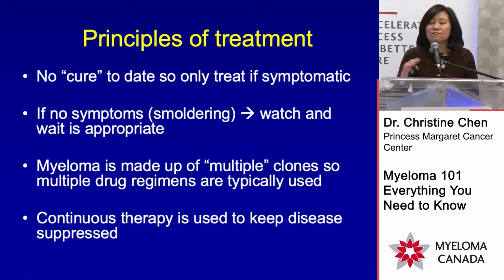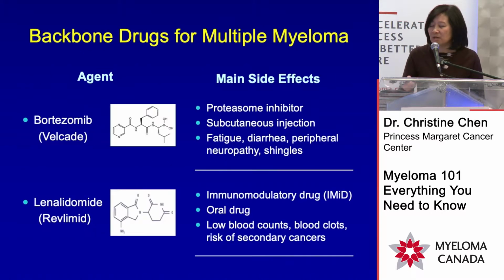Those clones may differ in terms of disease sensitivity to drugs. So that's why we use multiple drugs, and why we also continue to treat patients, because we aren't curing anyone, so we're trying to keep all those clones suppressed for a long period. So you'll see that we don't usually let up on therapy for you. Occasionally after a transplant, we might give you a short break, but most people are still on maintenance.